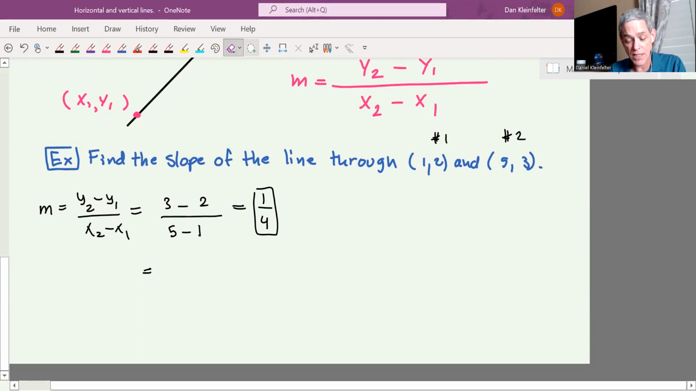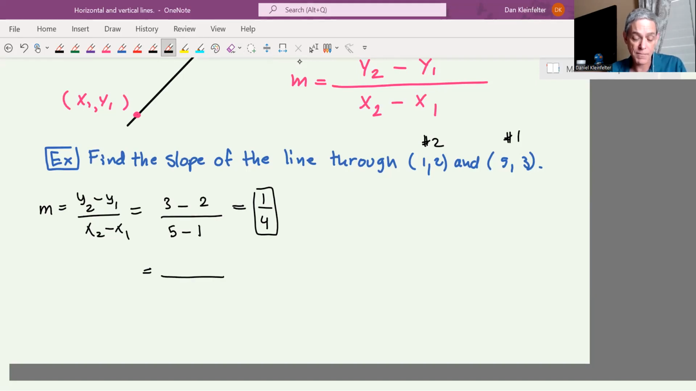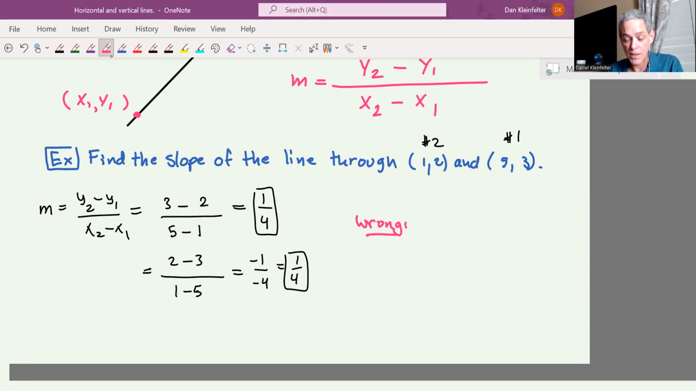If we had made the decision the other way around and made it so that 1, 2 was point number 2 and 5, 3 was point number 1, then the calculation would look like this. We'd have 2 minus 3 in the top, and then 1 minus 5 in the bottom. This would give us negative 1 divided by negative 4, which is still 1/4. So it doesn't make a difference which point you take to be the first point as long as you're consistent about it. It would be wrong for us to switch halfway through to make 3 minus 2 divided by 1 minus 5.